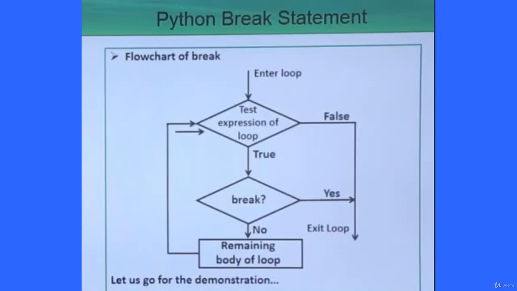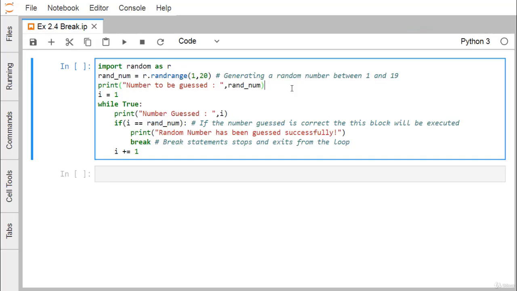For better understanding, let us go for one practical demonstration, showing using some coding how the break statement can be used in our Python. In this demonstration, we are discussing the use of the break statement in our Python coding. So import random as R, where R is the alias. We are importing the random module, and random is equal to r.randrange(1, 20). This randrange method will generate a random number between 1 and 19, because 20 is the exclusive limit and 1 is the inclusive lower limit.